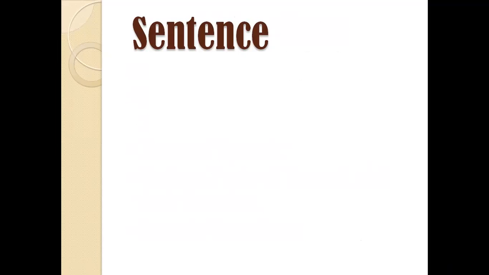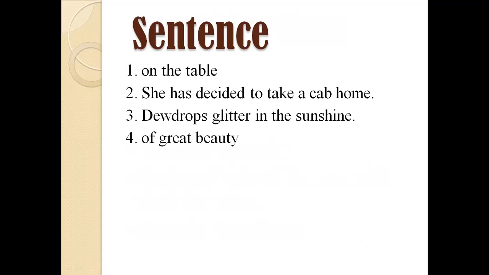So when we speak or write, we use words, isn't it? And we generally use these words in groups, right? Take a look at these groups of words. On the table. She has decided to take a cab home. Dewdrops glitter in the sunshine of great beauty. He asked me to help him.